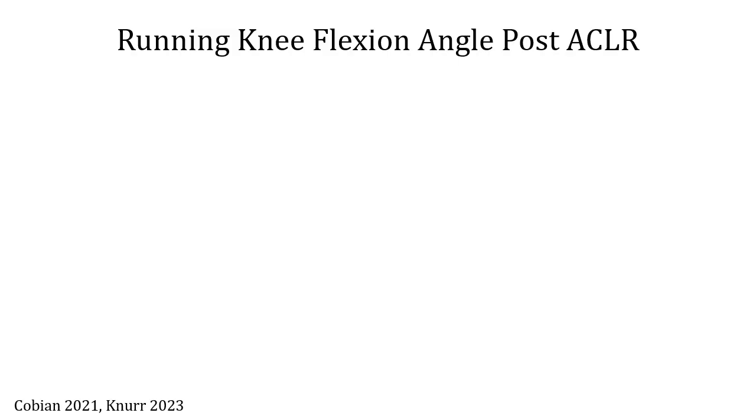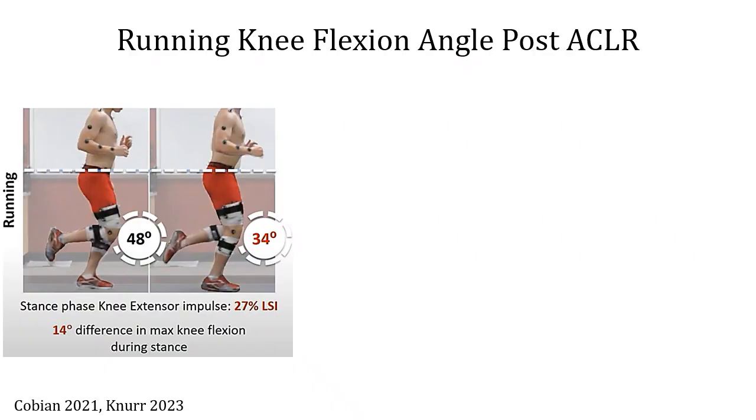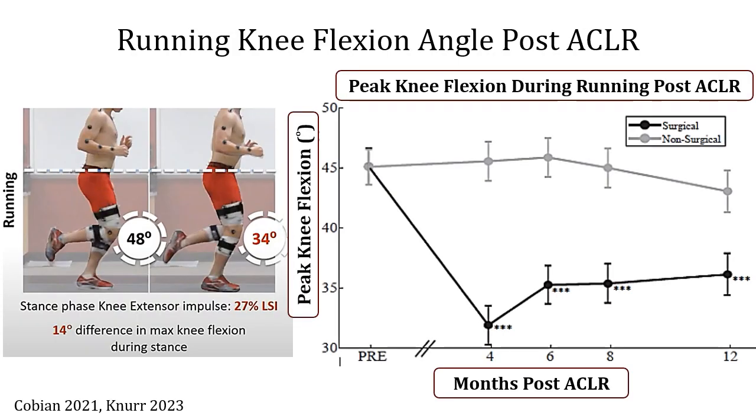So, running knee flexion angle post ACLR. On the previous slide we looked at the negative work that was done, which correlates quite strongly with the knee flexion angle. This is something that's a little bit more easily observable and more clinically friendly and relevant. So in the running image, on the injured limb, you're looking at a knee flexion angle of 34 degrees versus the healthy limb, their knee flexing to 48 degrees.